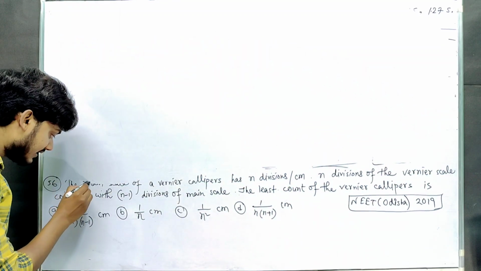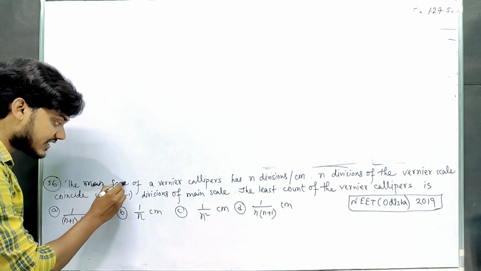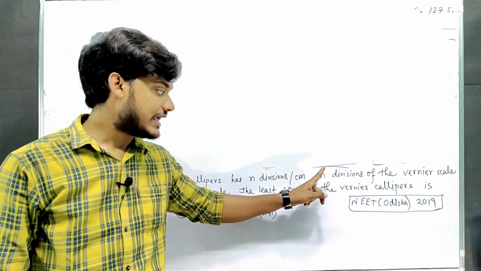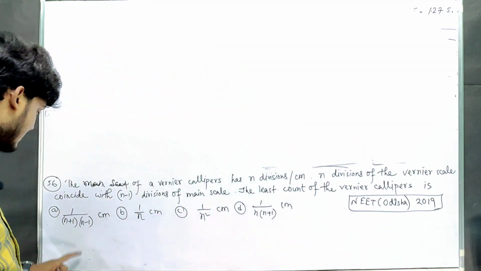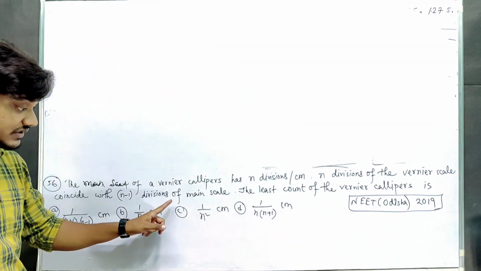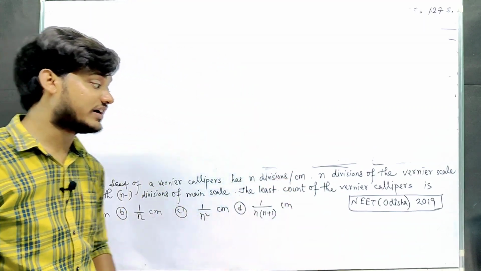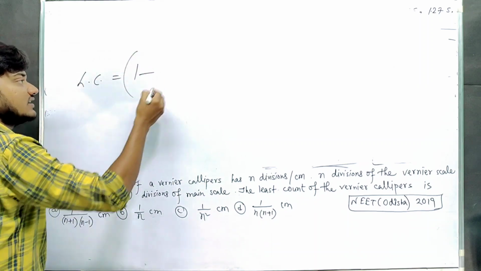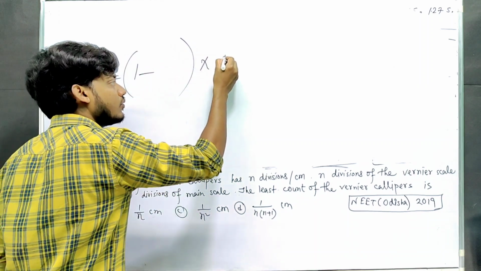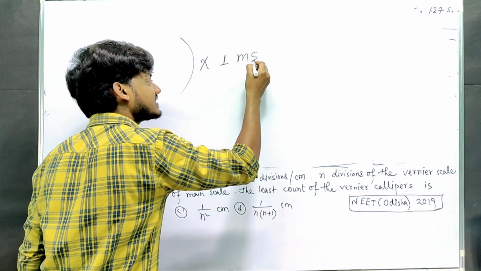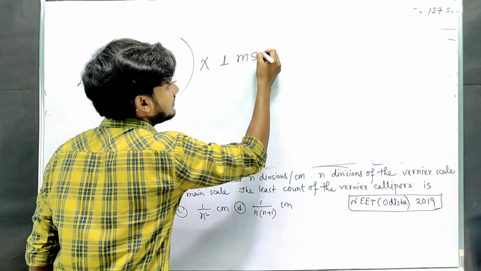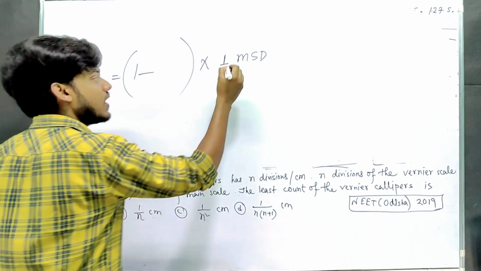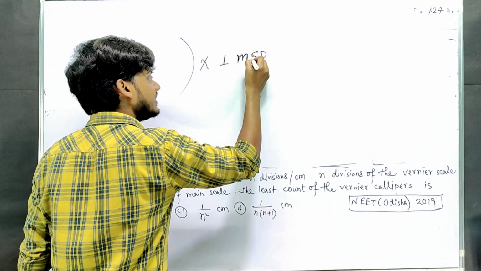The main scale of a vernier calipers has n divisions per cm. N divisions of the vernier scale coincide with n minus 1 divisions of main scale. The least count of the vernier calipers equals 1 minus, you have to write 1 main scale division. 1 MSD, this is not Mahendra Singh Dhoni, 1 MSD is main scale division.